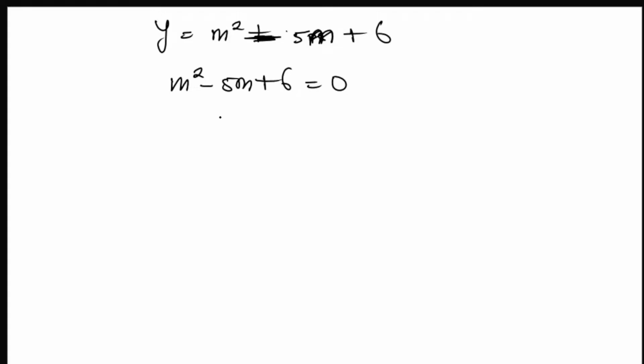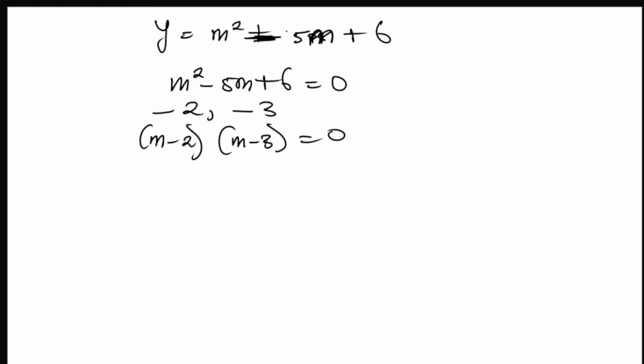Let's use our factorization method because we can factor out something here. We can factor out minus 2 and minus 3. Why do we say minus 2 and minus 3? The concept is very simple. Look for two numbers that when you add them, you get minus 5, and when you multiply them, you get 6. Those numbers are minus 2 and minus 3. So basically, using the factorization method, you simply have m minus 2, and m minus 3, and this will be equal to 0.